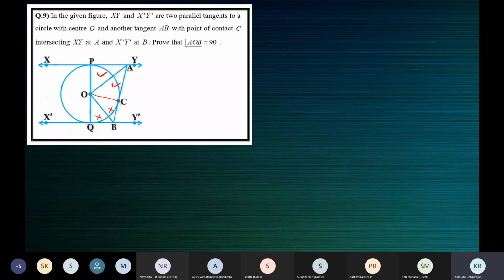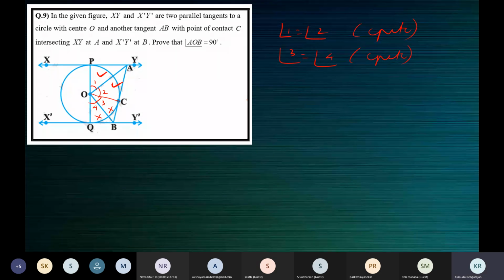When you prove that these two triangles are congruent to each other, you will get the result angle 1 is equal to angle 2, CPCTC. And from the other congruency, angle 3 is equal to angle 4, CPCTC. But since POQ is the diameter, it's a straight line. So we know that angle 1 plus angle 2 plus angle 3 plus angle 4 is 180.